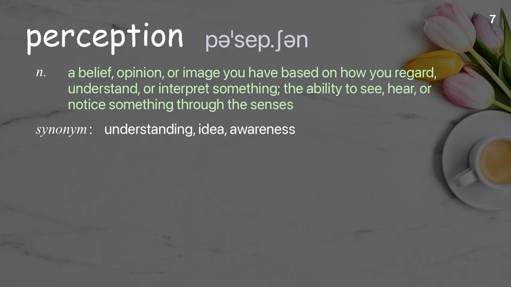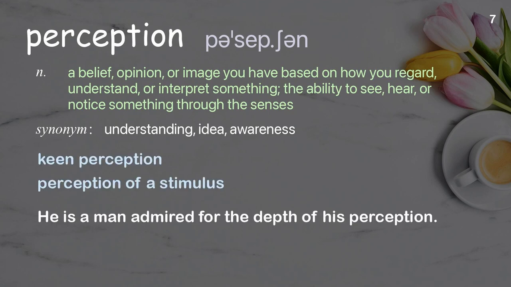Perception. A belief, opinion, or image you have based on how you regard, understand, or interpret something; the ability to see, hear, or notice something through the senses. Examples. Keen perception. Perception of a stimulus. He is a man admired for the depth of his perception.